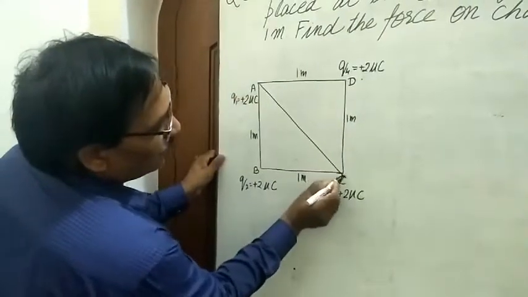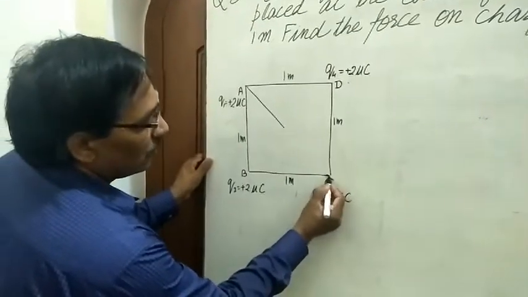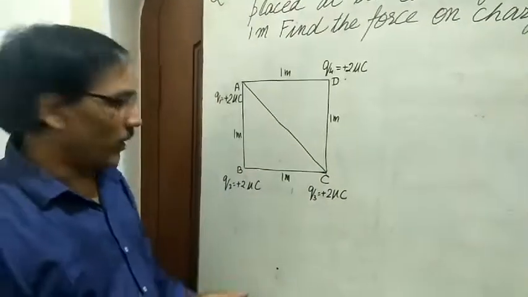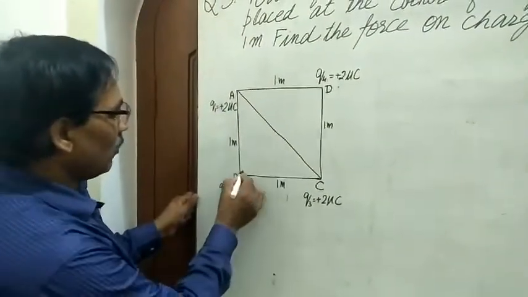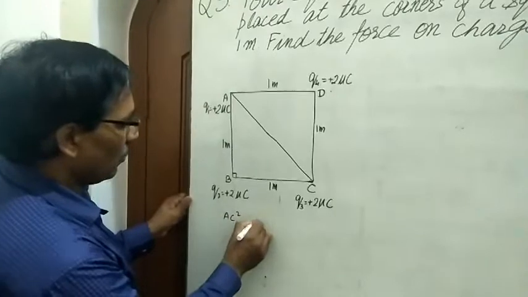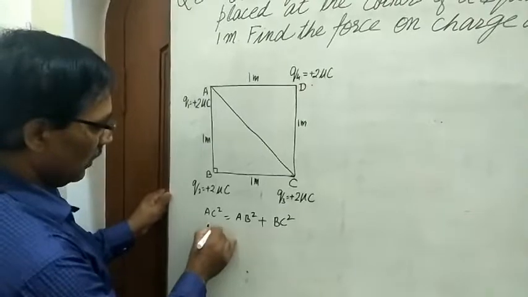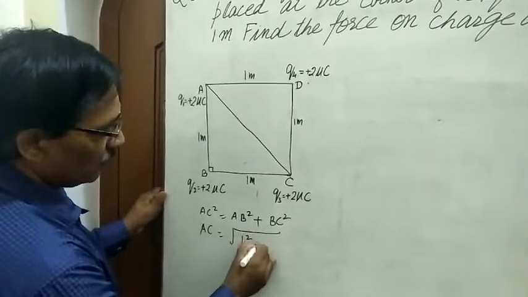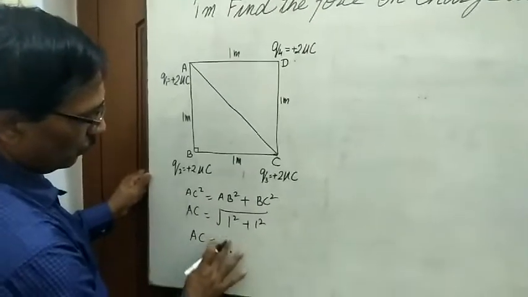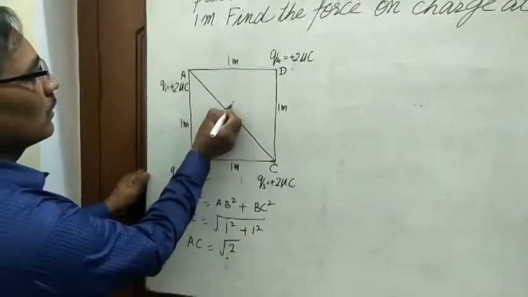This is the diagonal of this square. Applying Pythagoras theorem, because this angle is 90 degrees, AC square is equal to AB square plus BC square. That is, AC is equal to under root 1 square plus 1 square. That is, we have got that AC is equal to root 2. This is root 2 meter.